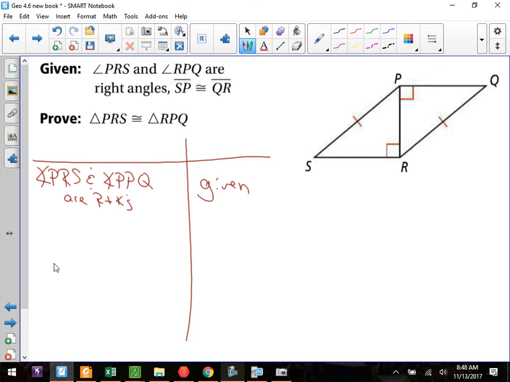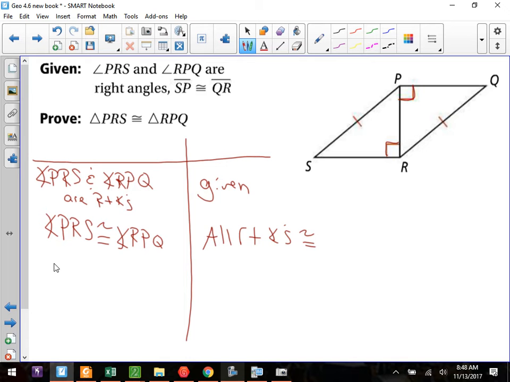Then obviously mark the diagram. So then you can say that those two angles are congruent. All right angles congruent. Okay.